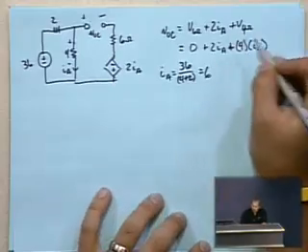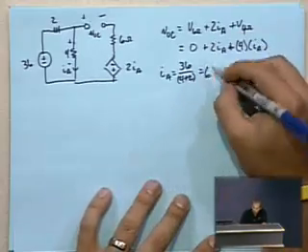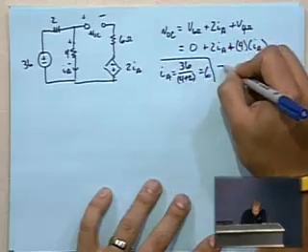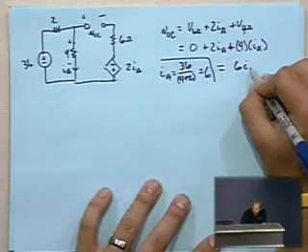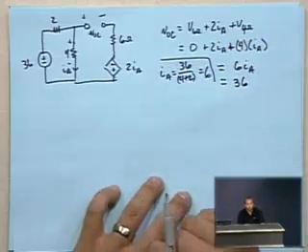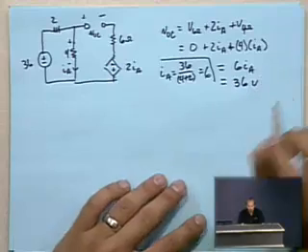So we stick that up in here, and basically this one had boiled down to 6 times IA, so that's going to be 36. That's the open circuit voltage.